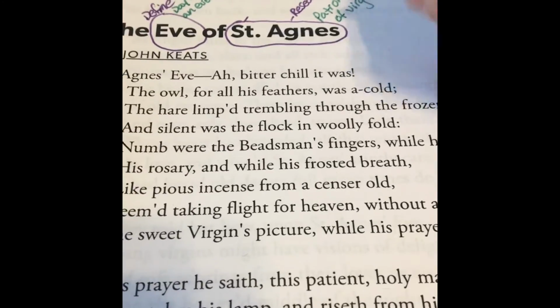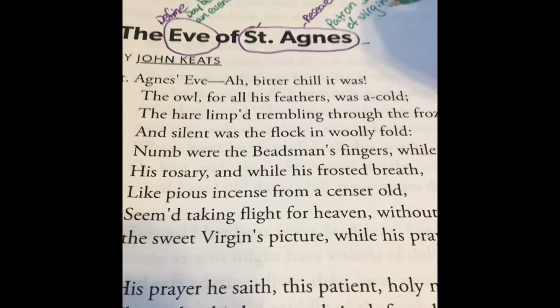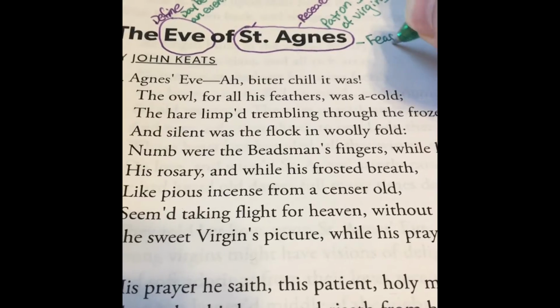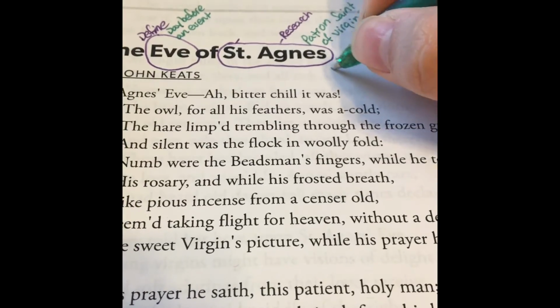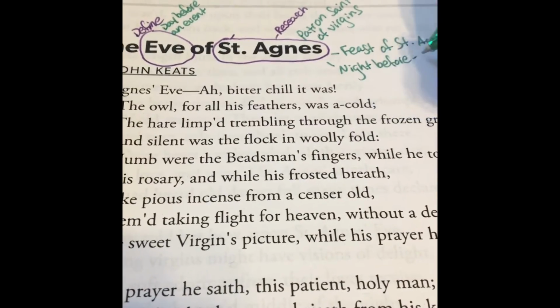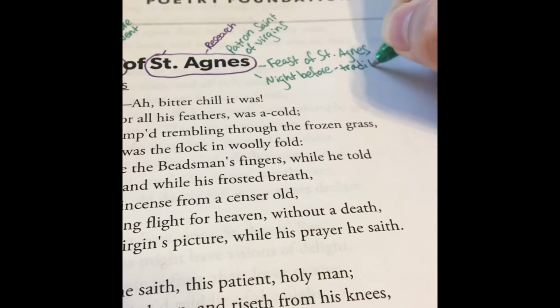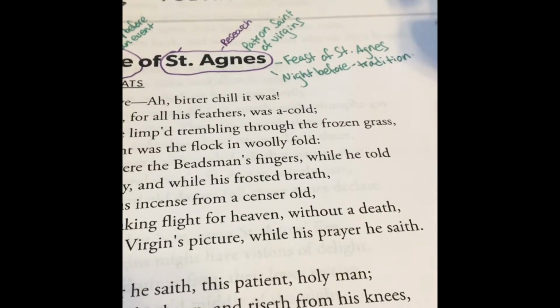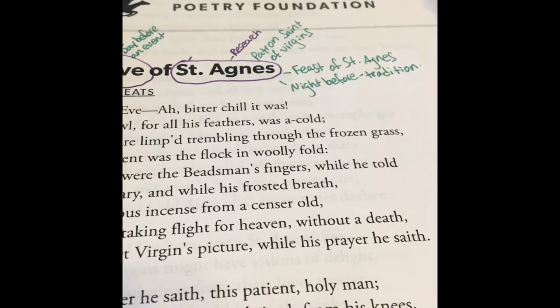And there was a day for her celebration. So there was a feast of Saint Agnes, and the night before that, there was a tradition for young girls to perform a series of rites or rituals so they could try to figure out who their husband would be.